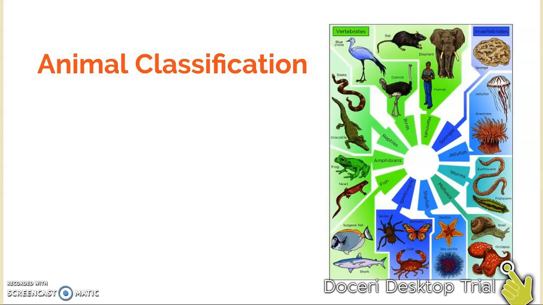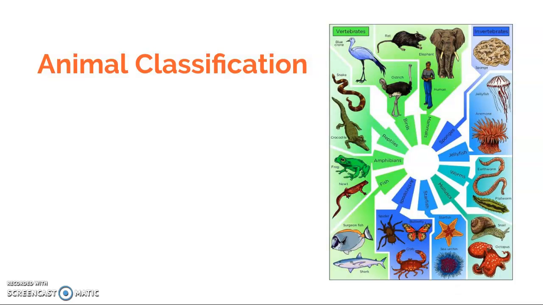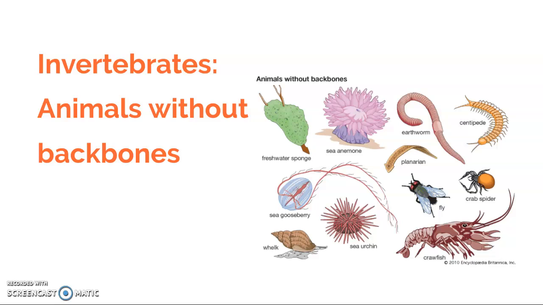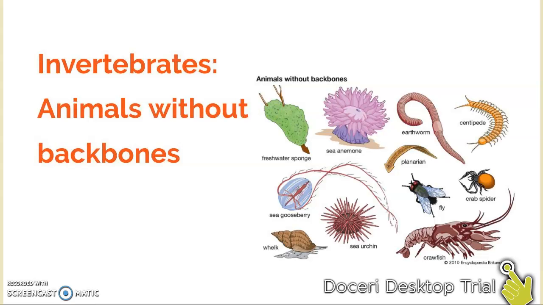Okay, let's move on. So let's talk about invertebrates first. These are the animals without backbones. 95% of all animals do not have backbones. It's a lot. You can see the other ones listed here: centipedes, earthworms, flies, crab spiders, sea urchins, sea gooseberry. Tons and tons of different animals.